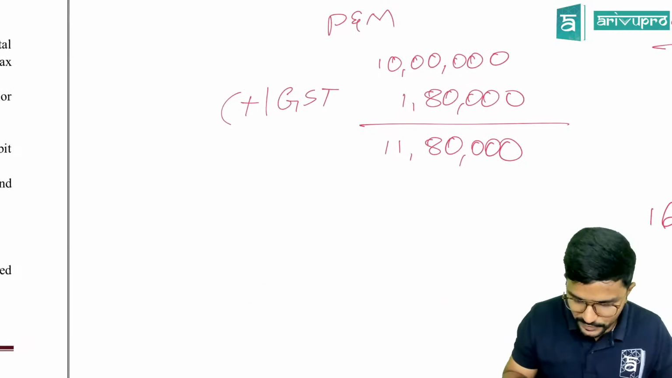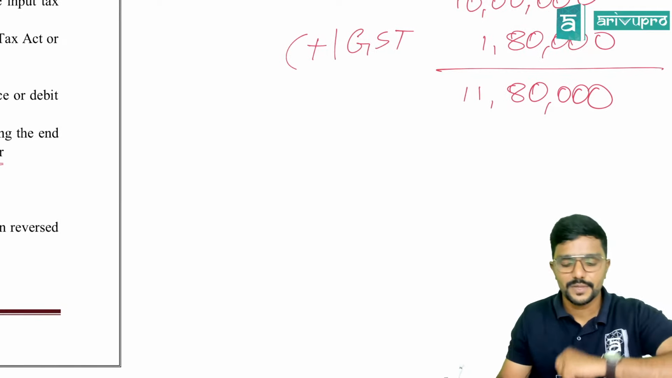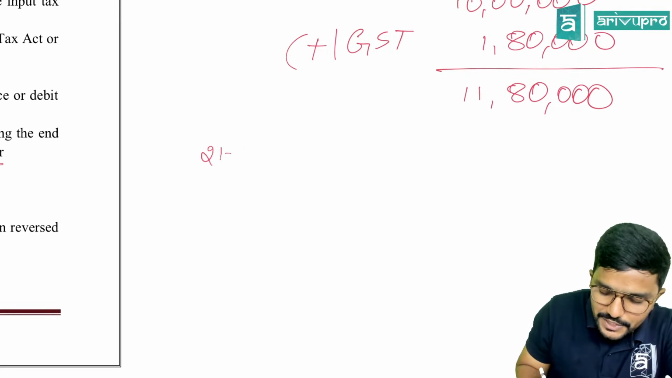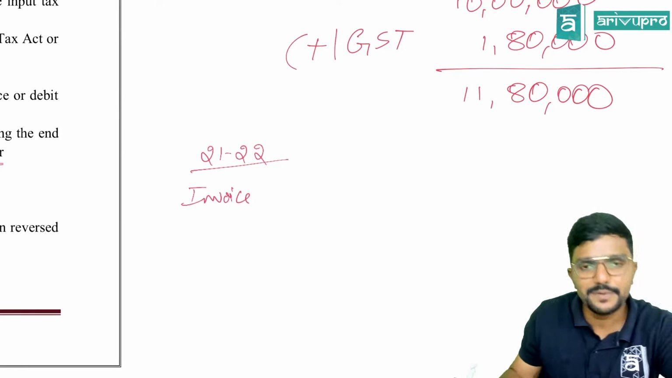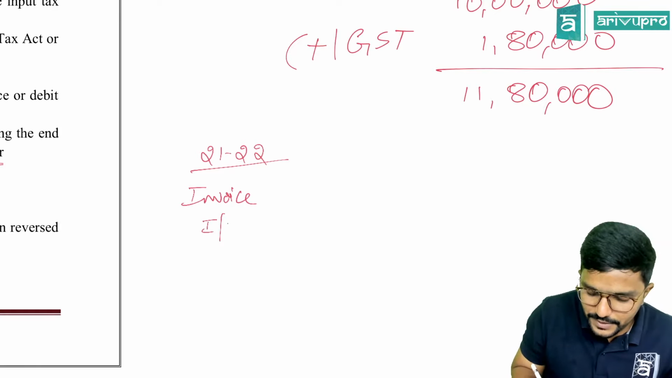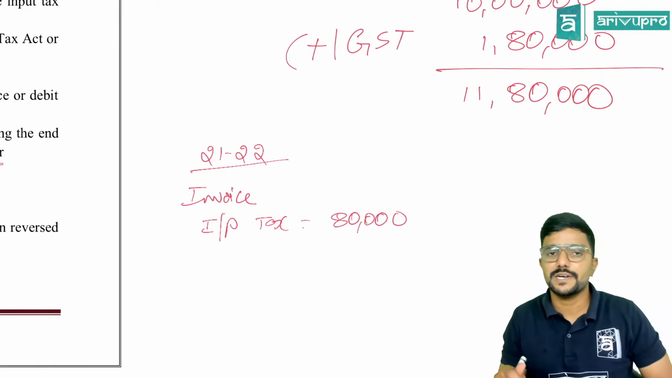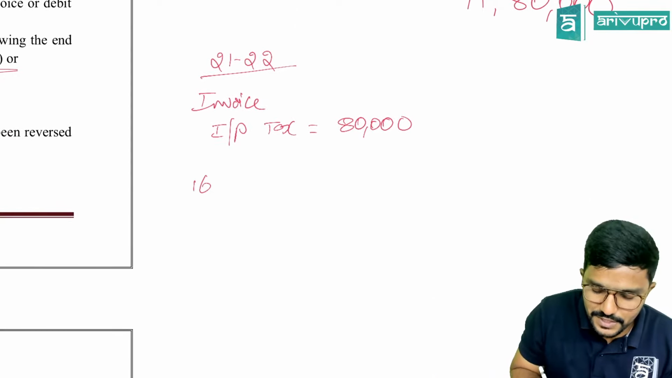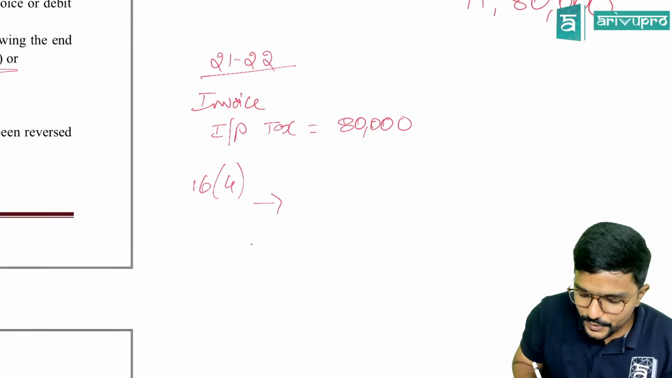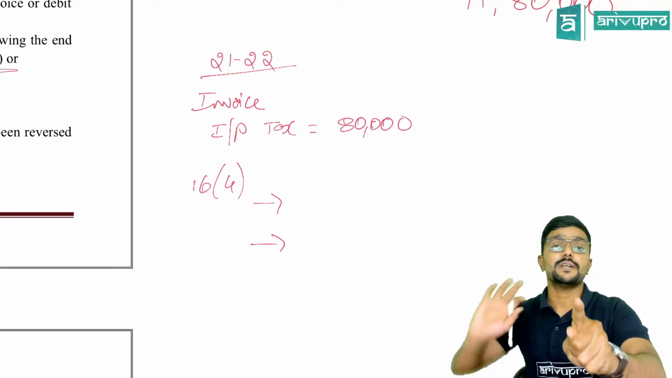I have two illustrations on this, but before that, I will also give an example and explain this. Listen carefully. There is an invoice which is related to financial year 21-22. That is, I have made a purchase in 21-22 on which I have paid input tax of rupees 80,000. So within what time I can claim this credit is given under section 16(4). 16(4) is giving two dates. First is the due date of filing the September month return of next year.